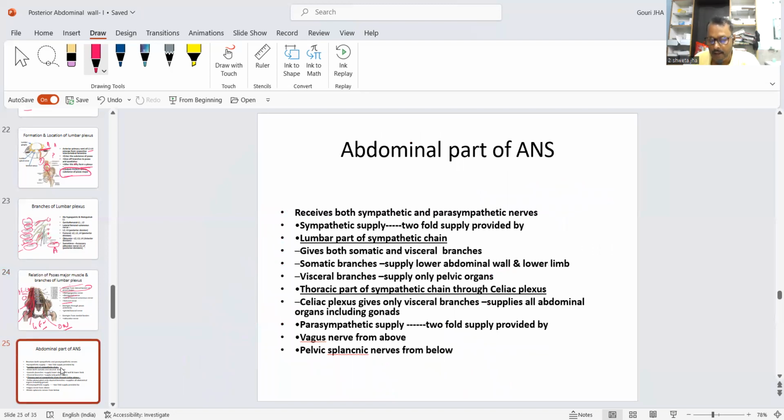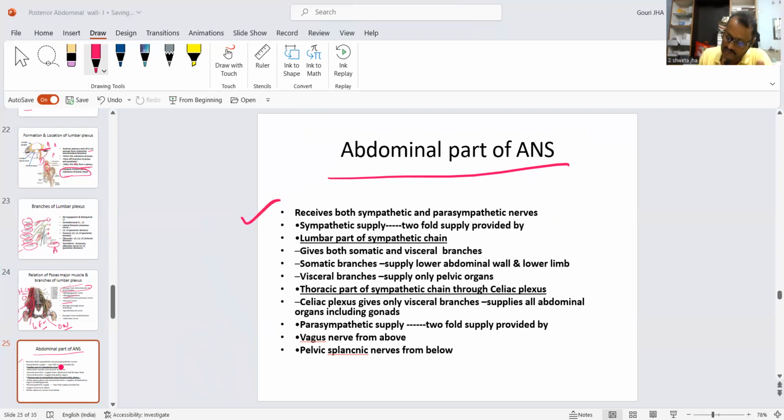Now coming to the abdominal part of the ANS, what is the importance of the autonomic nervous system in the abdominal region? We already know that the sympathetic outflow is thoracolumbar only. And the parasympathetic one is known as craniosacral.